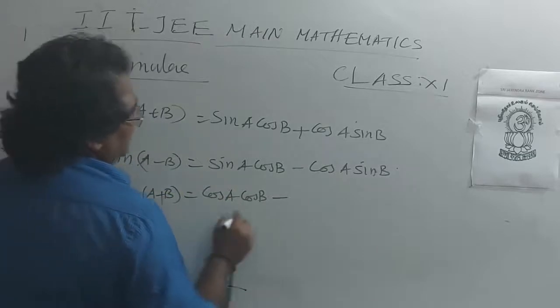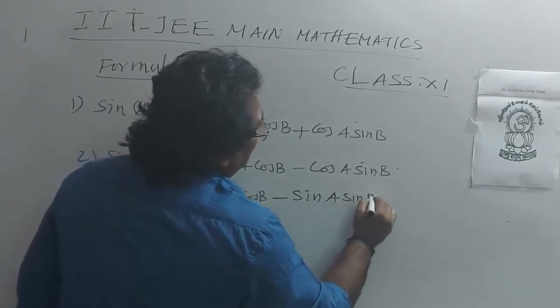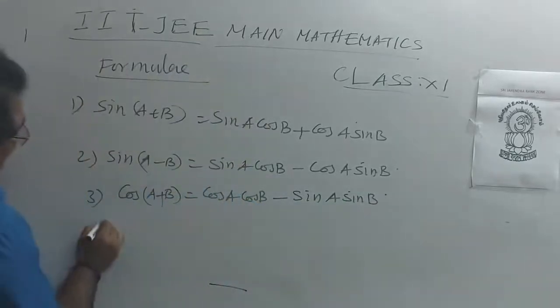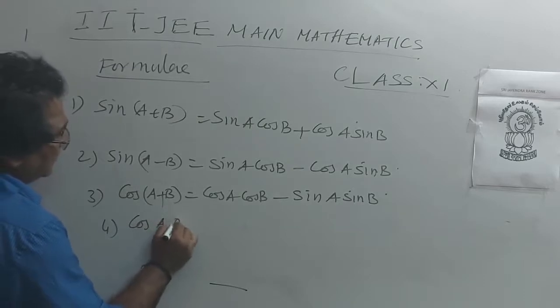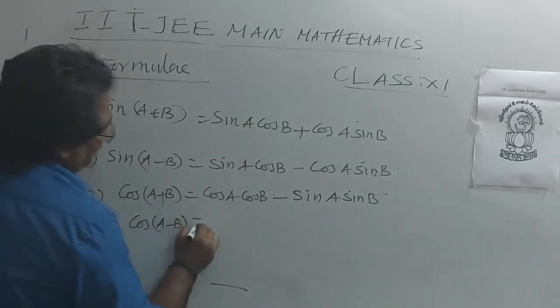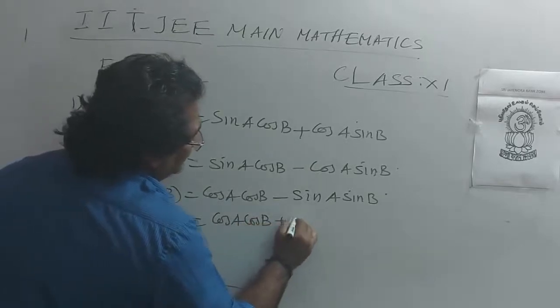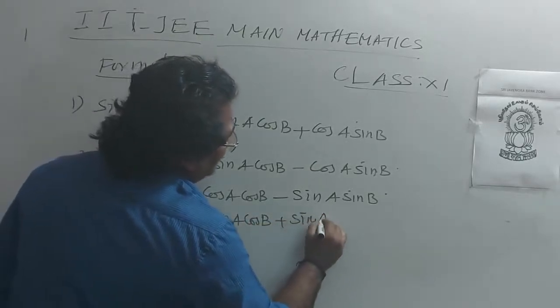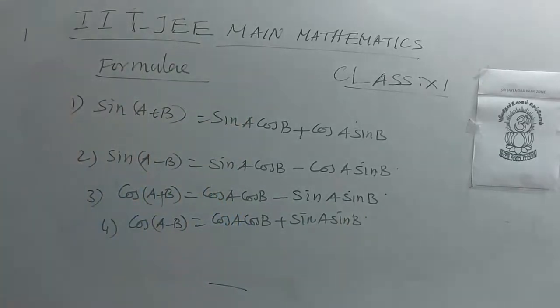Cos A plus B equals cos A cos B minus sin A sin B. Cos A minus B equals cos A cos B plus sin A sin B.